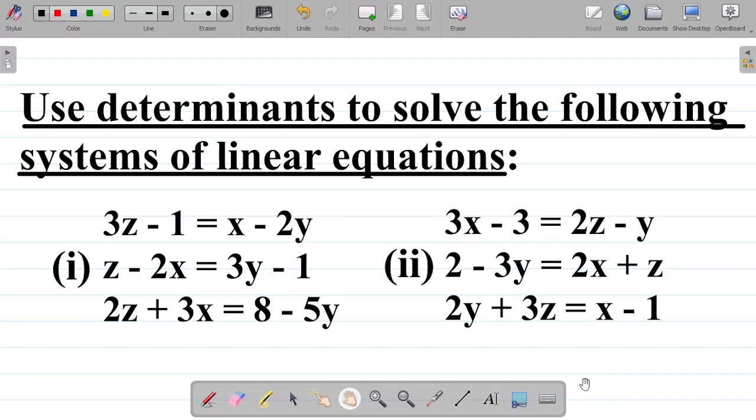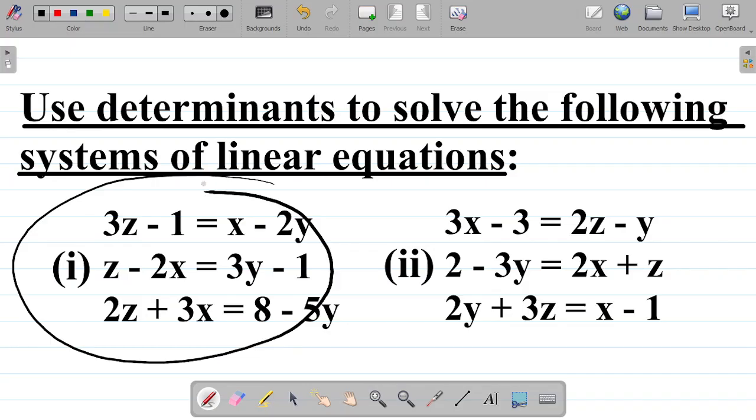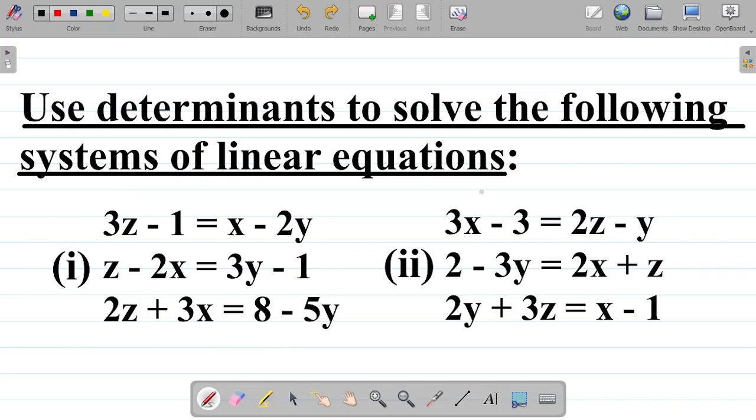In this video, we'll be trying to solve systems of linear equations using the concept of the determinants of a matrix. The question says: use determinants to solve the following systems of linear equations. The first one, you have this, your first system of linear equations. This is question 1, and then you have question 2, which is this.